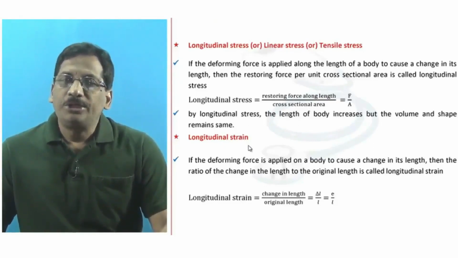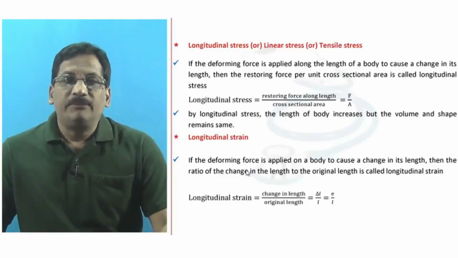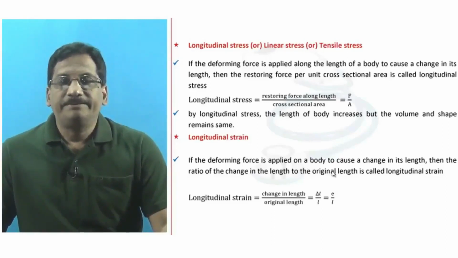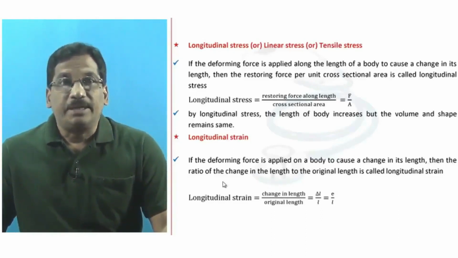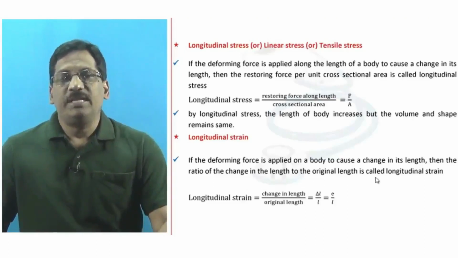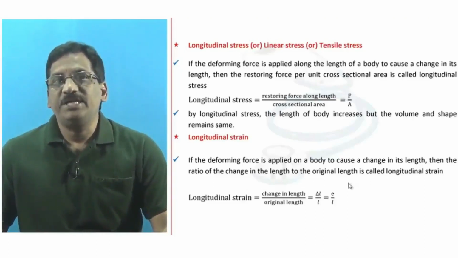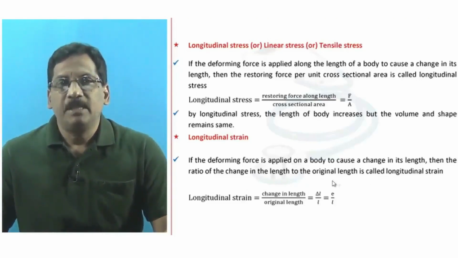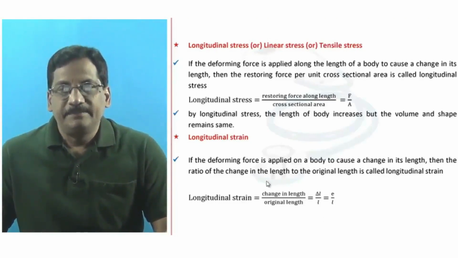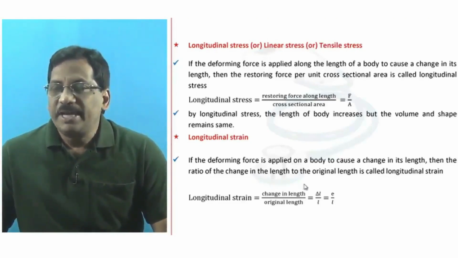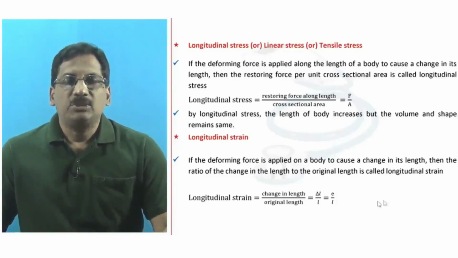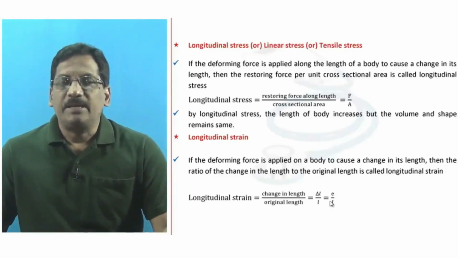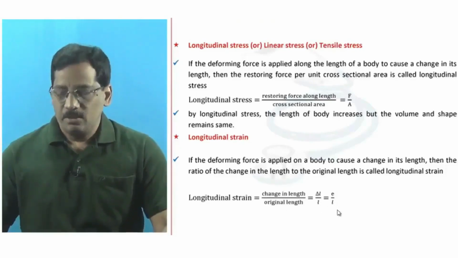And longitudinal strain. If the deforming force is applied on the body to cause a change in its length, then the ratio of change in the length to the original length. Earlier we defined change in dimension to original dimension. Now the dimension is length. So we say the ratio of change in dimension to the original dimension is called longitudinal strain. So longitudinal strain is delta L by L, or simply E by L, change in length divided by original length.